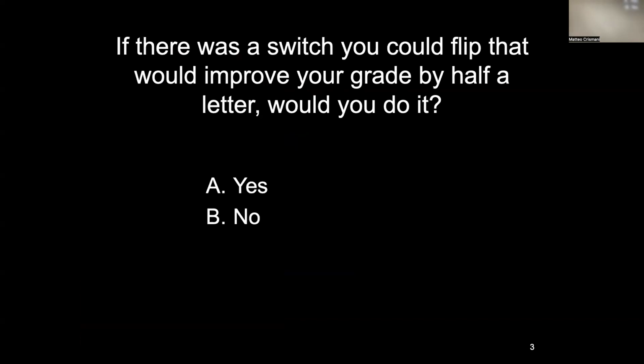Okay, all right. If there was a switch that you could flip to improve your grade by half a letter, would you do it? Raise your hand for yes. Does everyone know what that switch is? No, there's a physical switch. Maybe we don't think of them as switches anymore. Is it extra credit? It's not extra credit. Okay. It's turning your phone off.